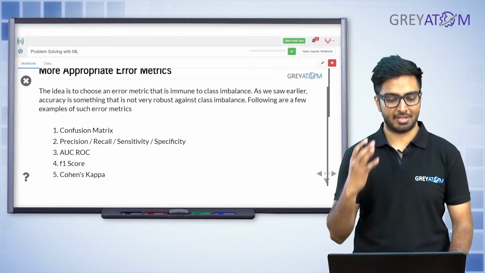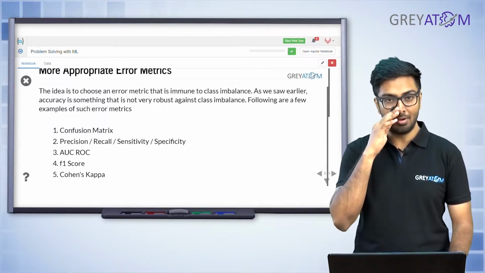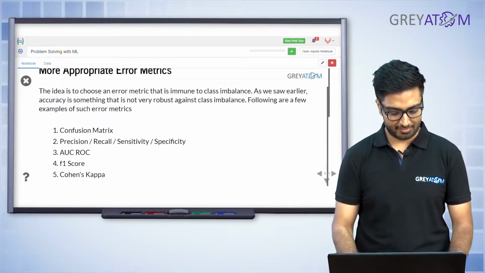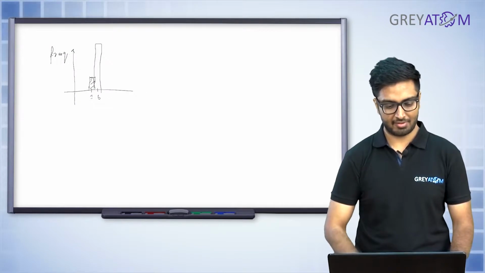I'm gonna be talking about it right now, but apart from that, you already know what all of this is, right? So let me give you a recap for all of it. This is a confusion matrix, right? Confusion matrix looks like this: actual, predicted, positive, negative, positive, negative. So this is TP, this is FP, this is FN, and this is TN, right?